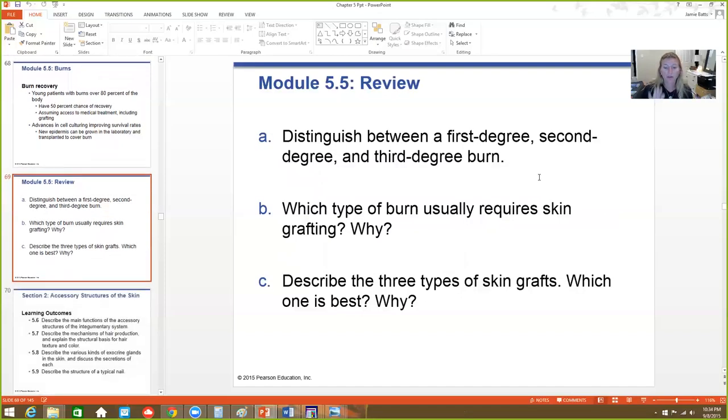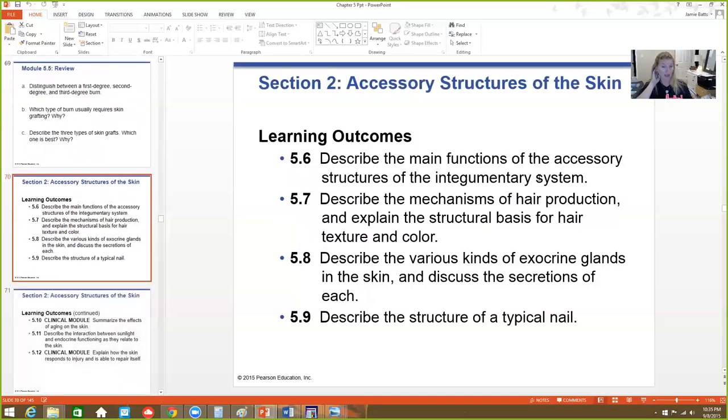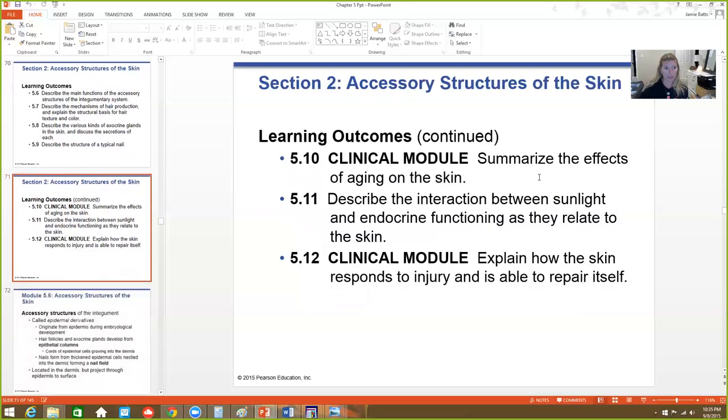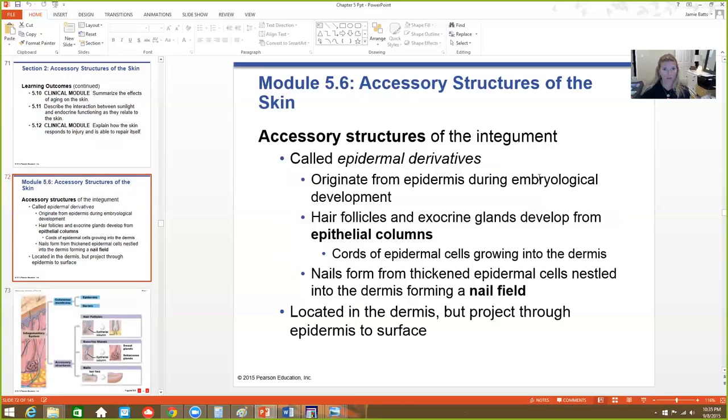So here's your review. Again, pause the video and go back and answer those questions. We're moving on now. We're talking about accessories to the skin. And I'm skipping through the learning outcomes because those are already covered in the module for you.